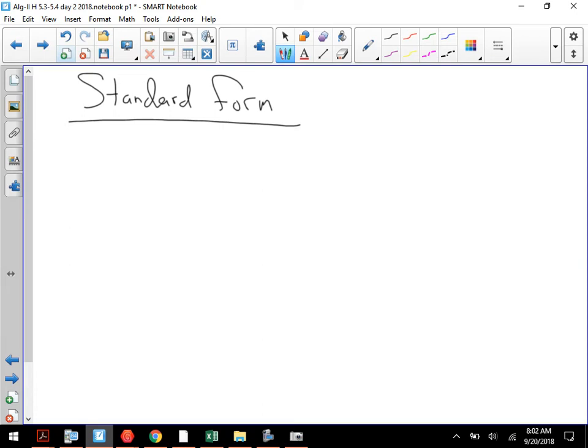So standard form is the format that you all learned when you first talked about quadratics. That was the form where it was y equals ax squared plus bx plus c.